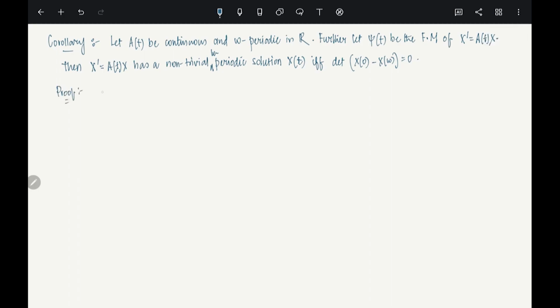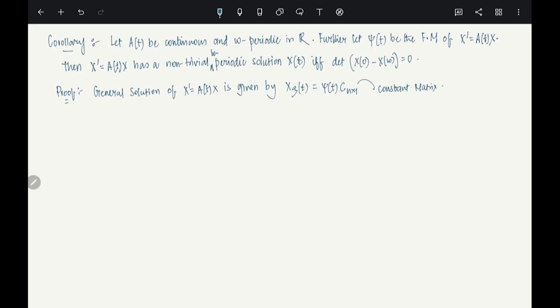Proof. See, for this problem, the general solution of x prime equals to a times x is given by x g, let's call it the general solution, which, if you remember, is psi of t times c, where psi is an n cross n fundamental matrix, and this c is an n cross 1 constant matrix.